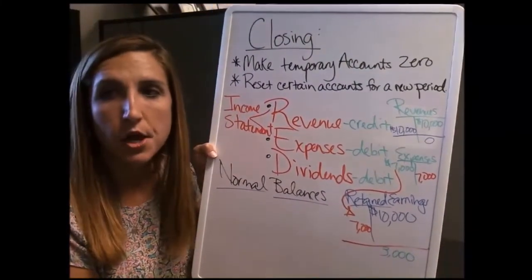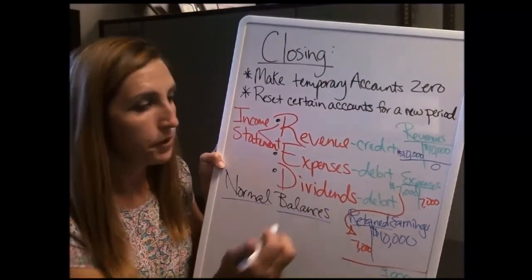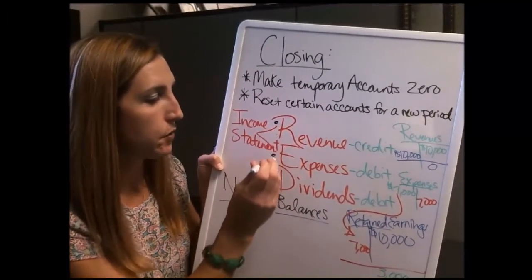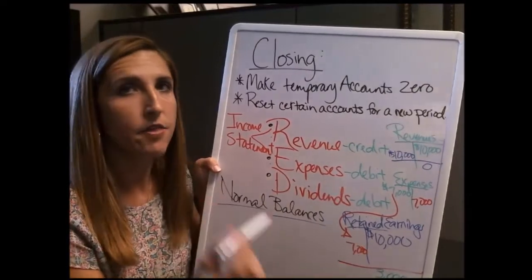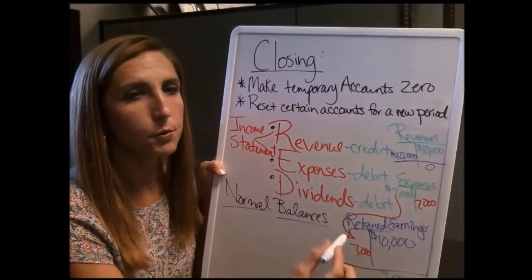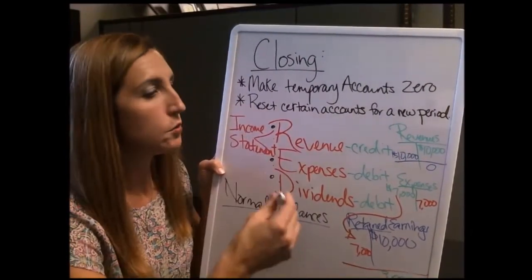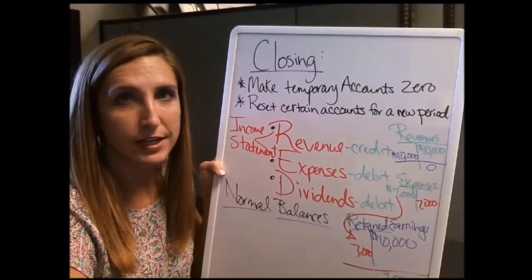So again, on closing, we need to know which accounts are temporary, your red accounts, revenue, expense, and dividends. We need to know their normal balance, and then we will do the opposite of their normal on the entry to close it into retained earnings.